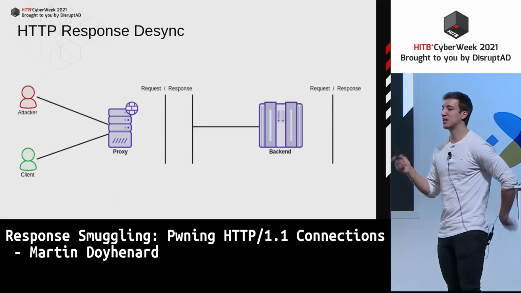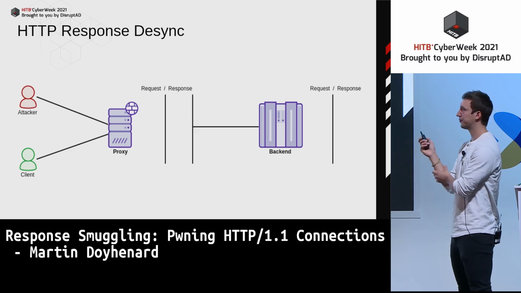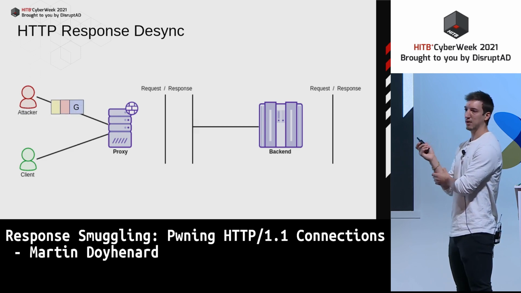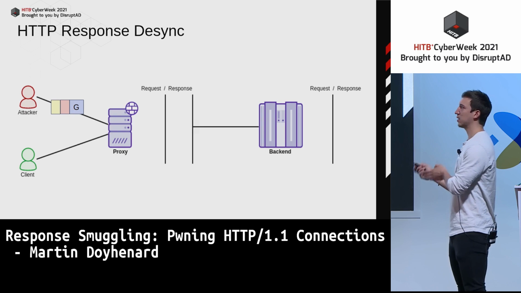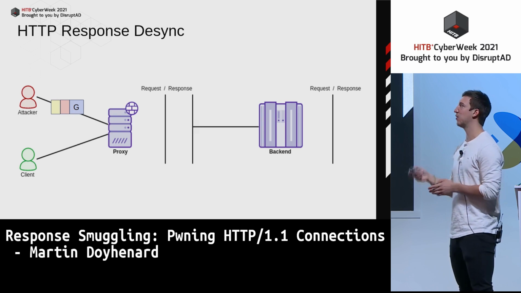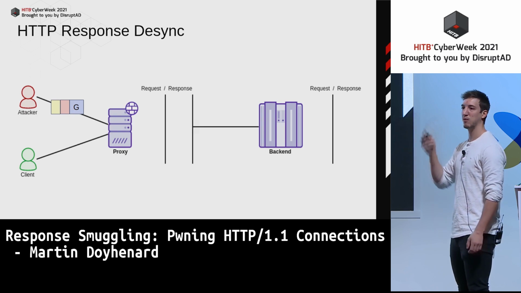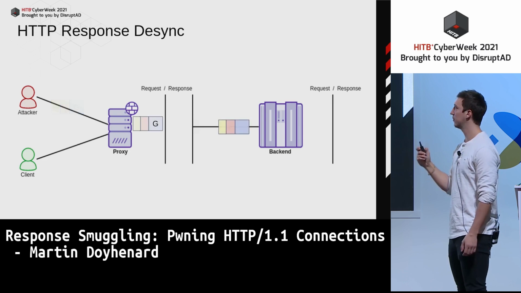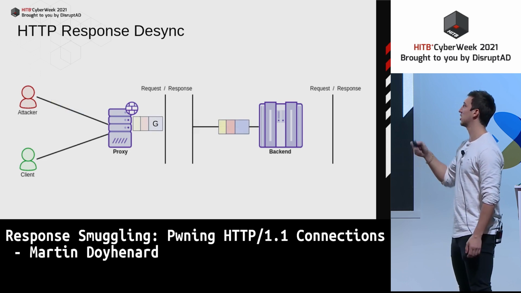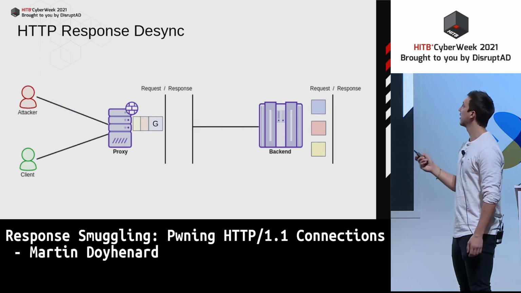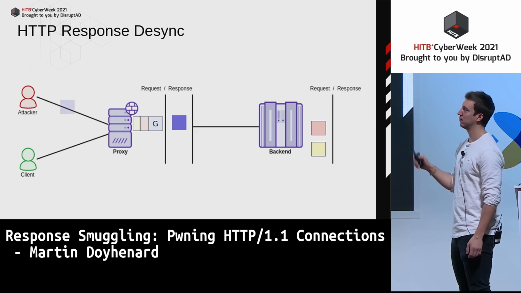Again, let's see this in an example. We have an attacker who sends his GET request containing his two smuggled requests. The red one, remember, is a head. This will be sent to the backend. The backend will then create three responses. The first one will go back to the attacker.